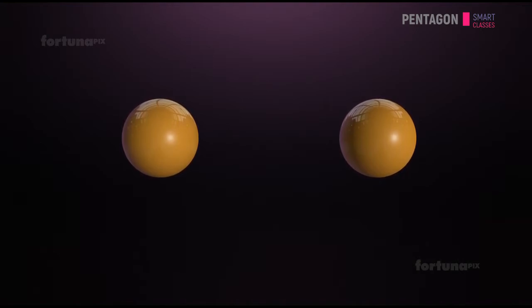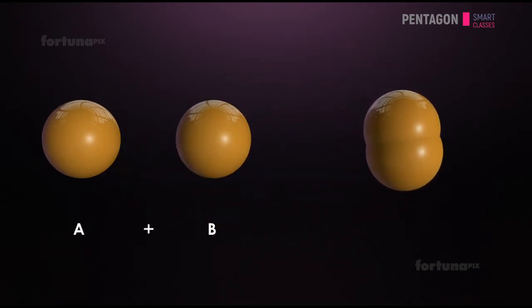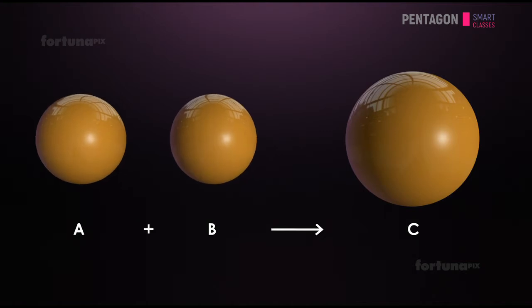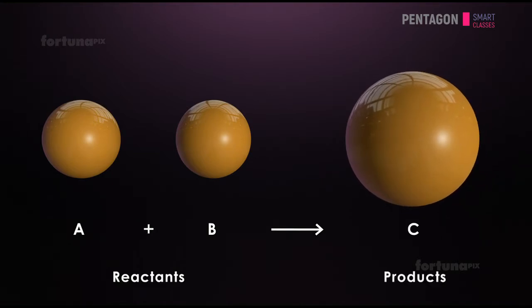Its basic representation will look something like this. A plus B give C. In a standard equation, the left side will show the reactants. On the right side will be the products. An arrow known as a yield sign points from left to right.